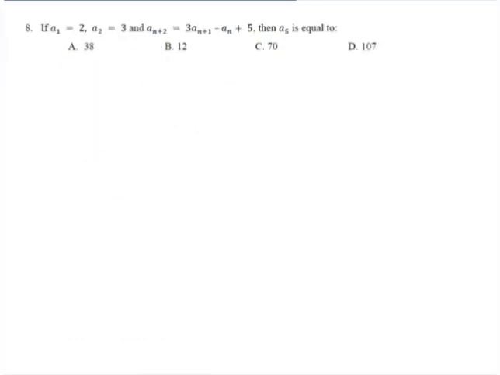If A1 is 2, A2 is 3, and this is a relation between the terms of the sequence, then A5 is equal to how much? So we will use the given information to find A5. Before going to A5, we need the third term. The (n+2)th term is equal to 3 times the (n+1)th term minus the nth term plus 5.